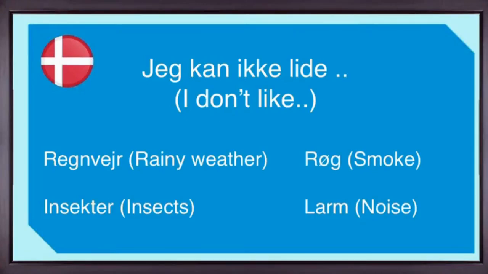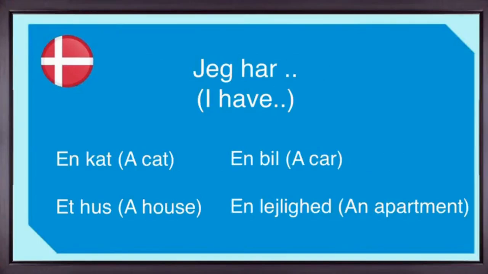Then you have jeg har. I have. En kat. A cat. Et hus. A house. En bil. A car. En lejlighed. An apartment. Excellent.